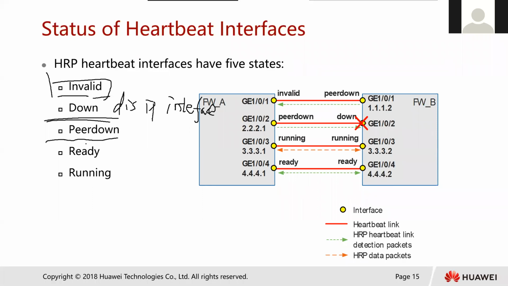The third one is peer down. You can see from the name: peer down means I am up, but the peer is down. That is, I send a packet to the peer, and the peer doesn't give a reply to me. So this is peer down. And ready means this interface is okay.